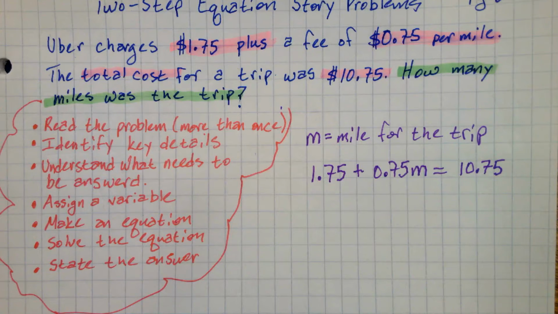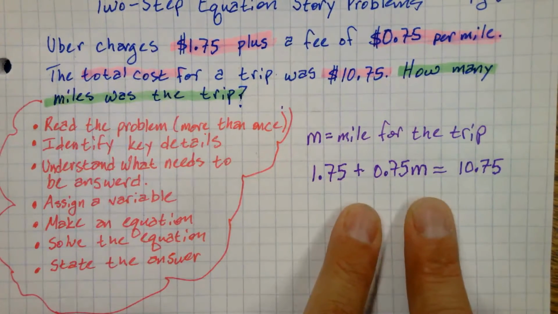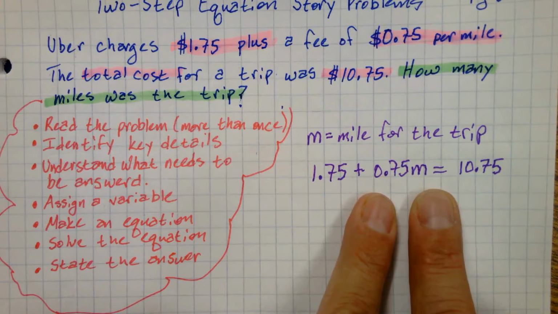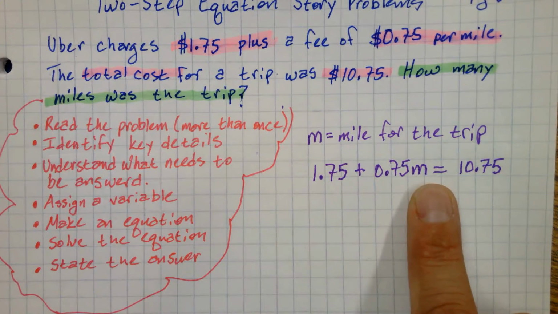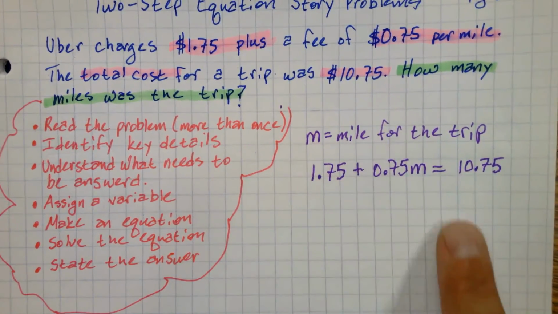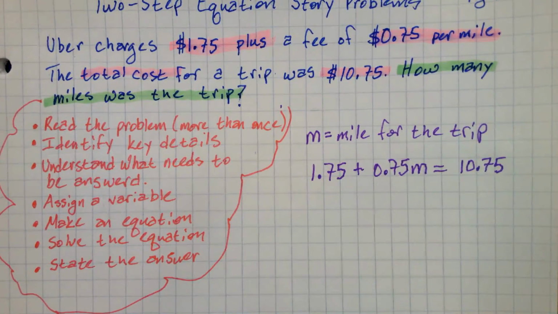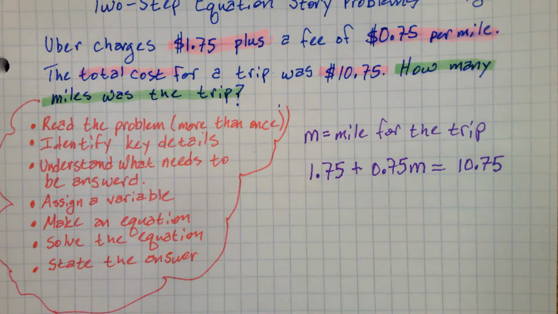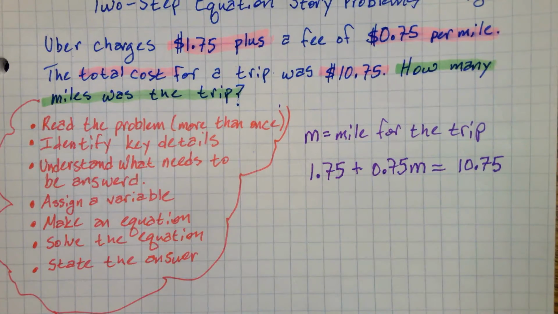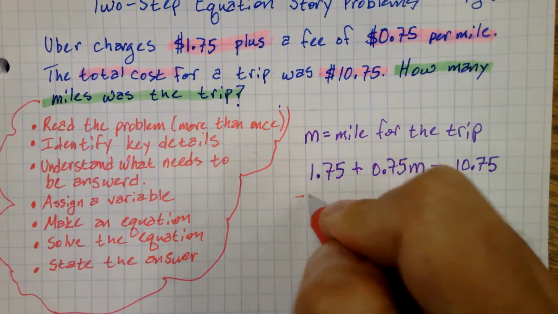Okay? So we're going about it with dollars, which means decimals. Are we okay with that? Okay. So now it's just an equation. Does it make sense though? Yeah, it's $1.75 plus the 75 cents per mile. So we have to multiply it times however many miles, and that's what m is, equals the $10.75. That's the total. Okay. So solving time. What I need to do is get rid of $1.75.